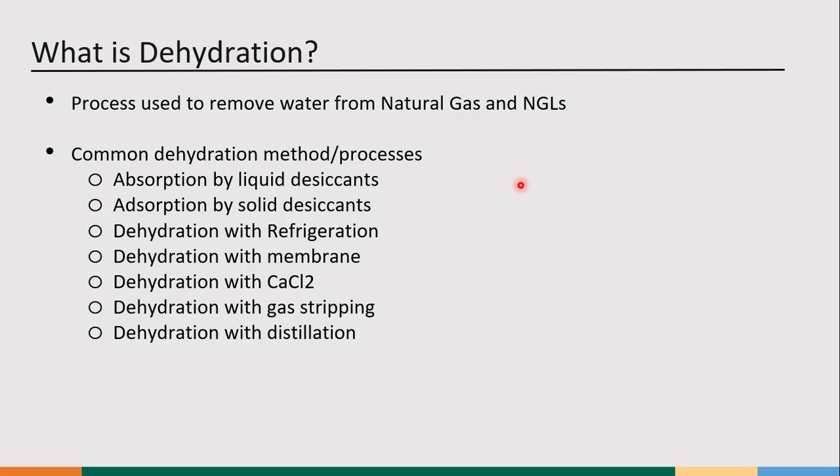But the problem with liquid desiccant absorption is that they cannot give deep removal. They will only take out up to 5 to 7 lb of water per MMscf of gas. If you want a deep removal in ppm, you have to go towards adsorption by solid desiccant or membrane, or through some refrigeration system where they will take the gas to a very low temperature at which the water content in the gas will convert into liquid, and then they will separate it.